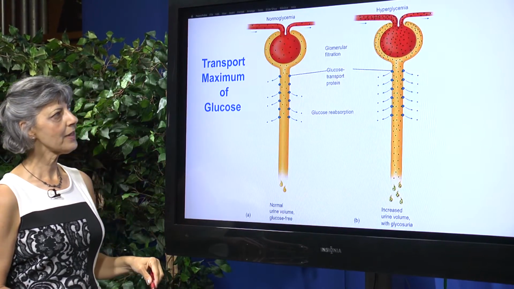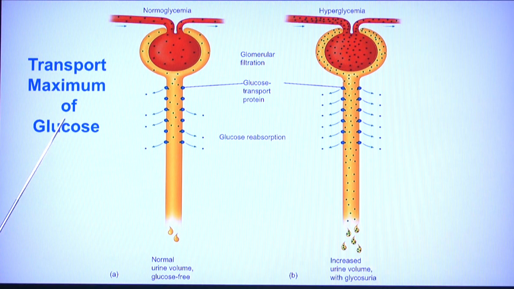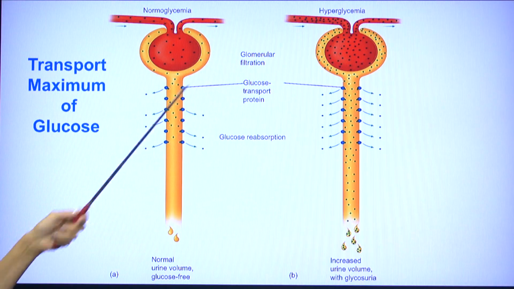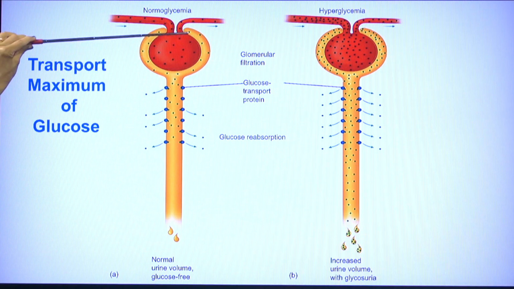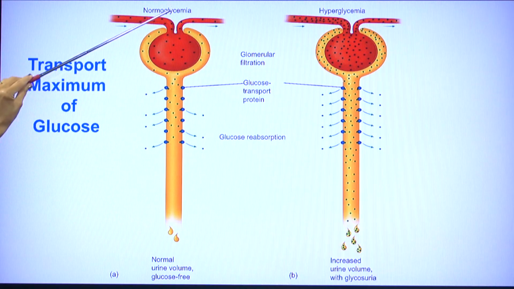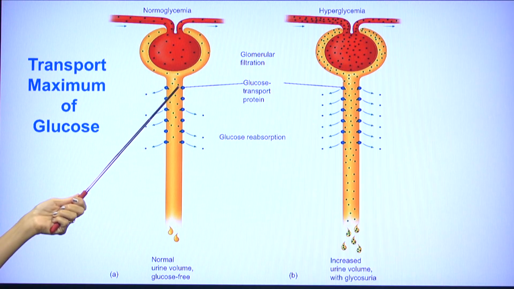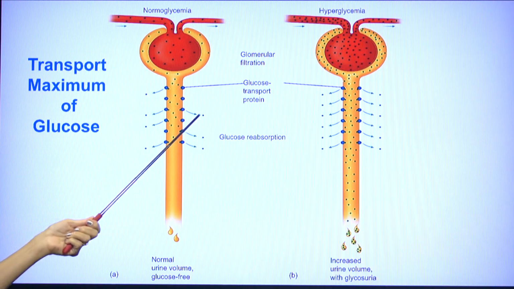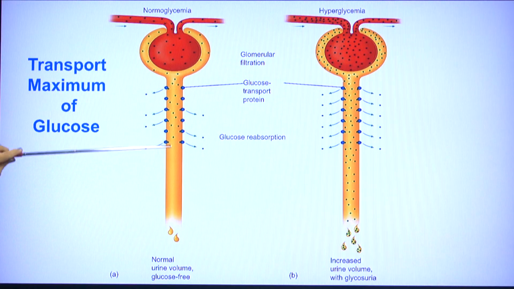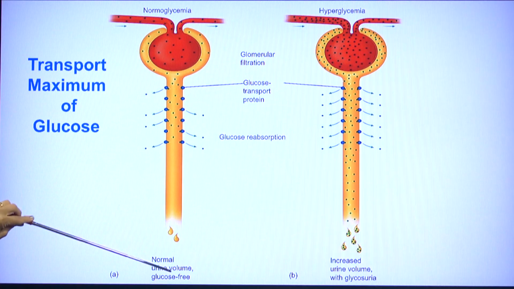A very good example for this point is the transportation of glucose. In order to bring glucose out of the tubule and back into the blood, glucose needs a transporter protein. So this is a person who has normal blood sugar. The glucose reaching the proximal convoluted tubule is going to have enough transporters to take it out of the tubule into the peritubular capillaries, and no glucose should show in urine.